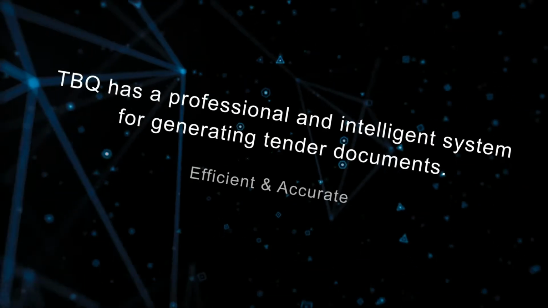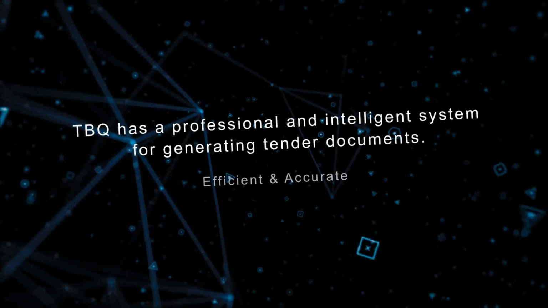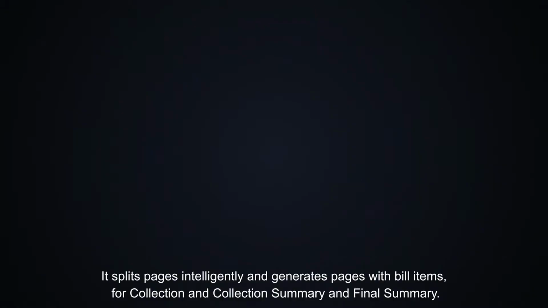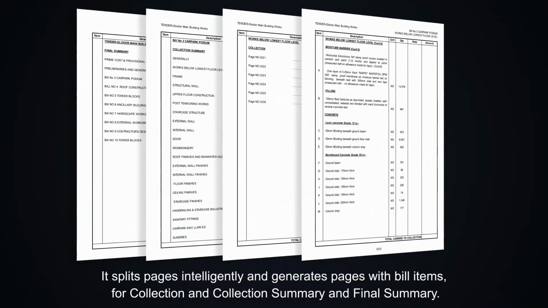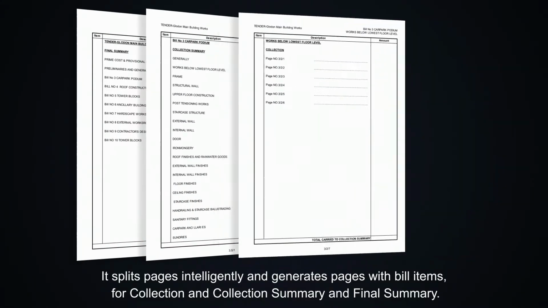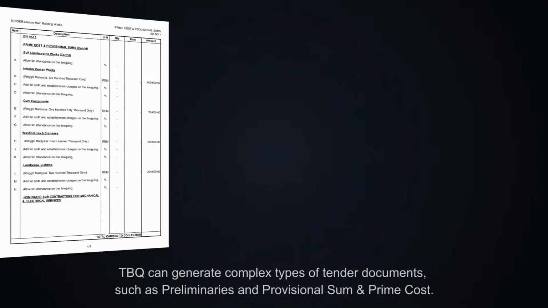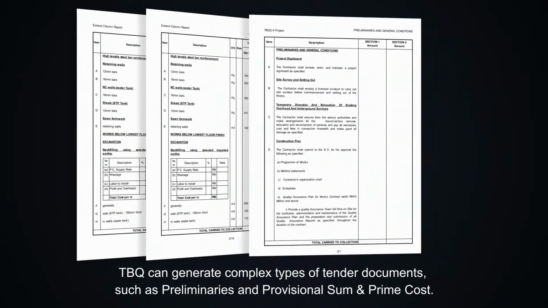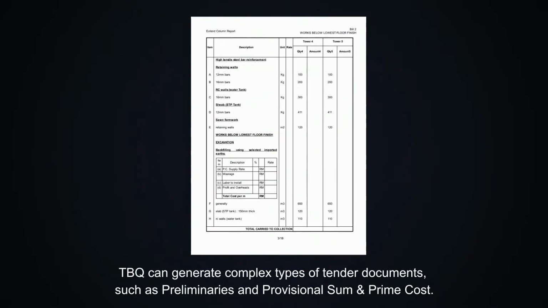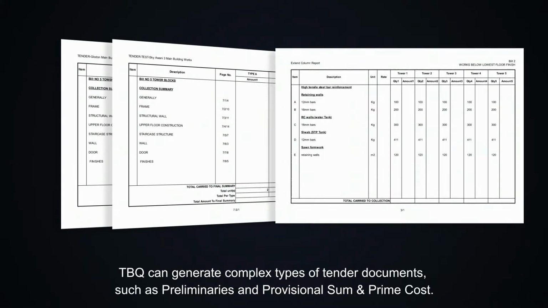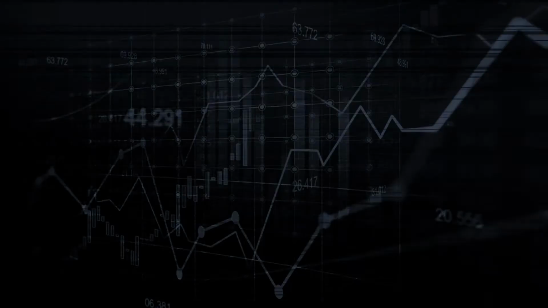TBQ has a professional and intelligent system for generating tender documents. It splits pages intelligently and generates pages with bill items for collection and collection summary and final summary. TBQ can generate complex types of tender documents such as preliminaries and provisional sum and prime cost.